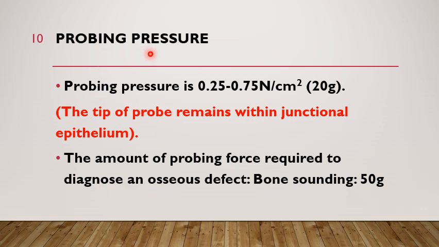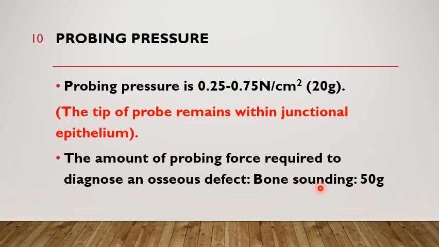Now coming to probing pressure. Probing pressure usually used with the manual probe ranges from 0.25 to 0.75 Newton per centimeter square, that is around 20 gram of force. So this much force is important so that the tip of the probe remains within the junctional epithelium. It doesn't cross the junctional epithelium.